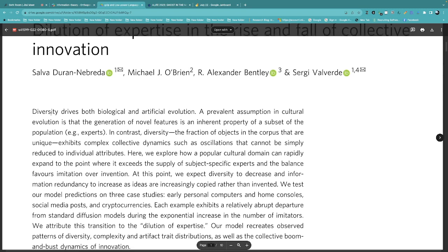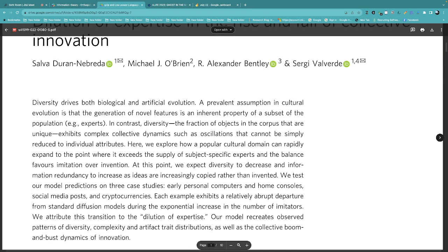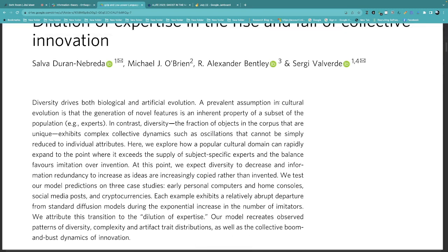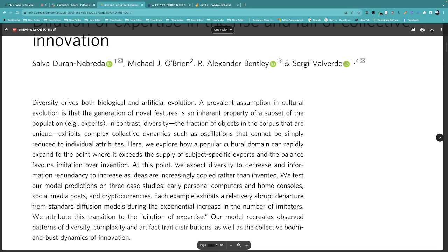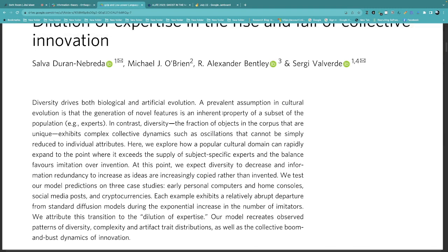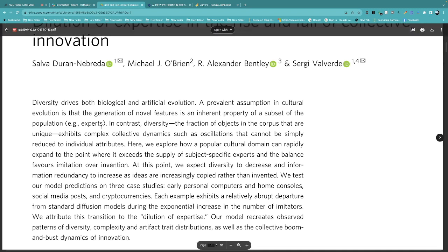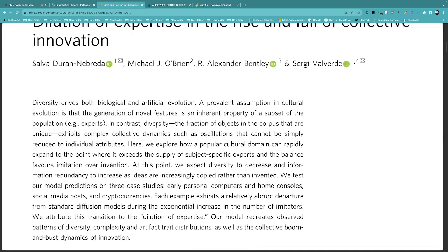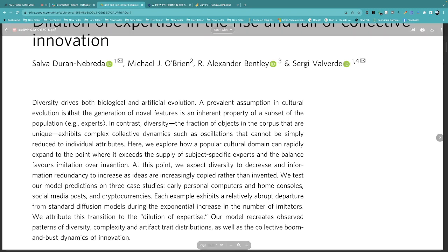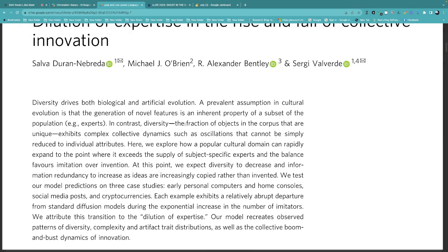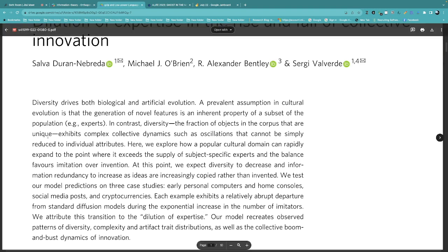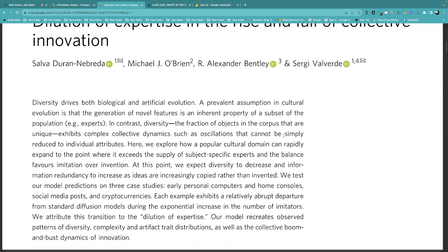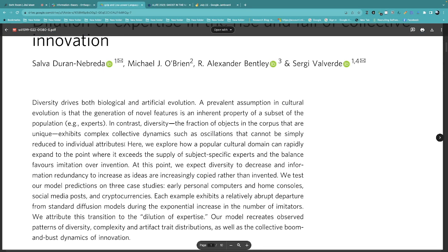So this is "diversity drives both biological and artificial evolution." A prevalent assumption in cultural evolution is that the generation of novel features is an inherent property of a subset of the population, of the experts. So this means that experts generate novelty, basically. In contrast, diversity, the fraction of objects in the corpus that are unique, exhibits complex collective dynamics such as oscillations that cannot be simply reduced to individual attributes.